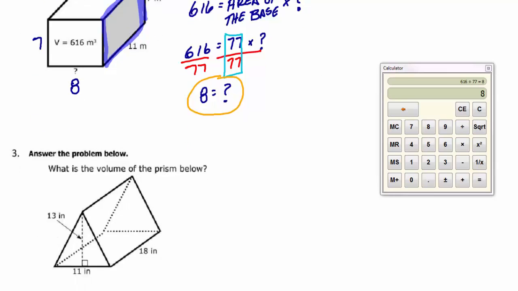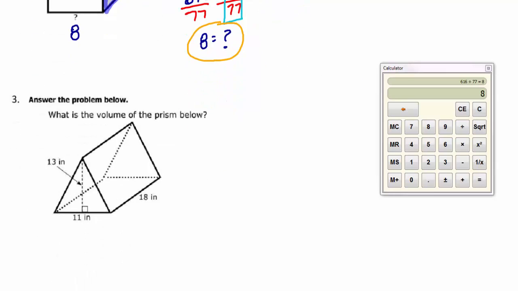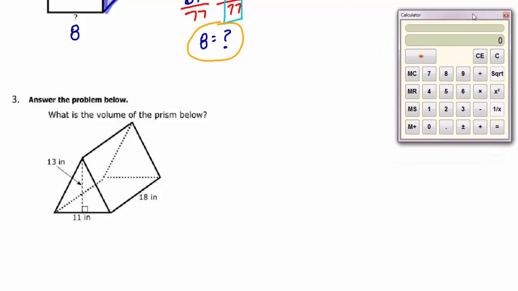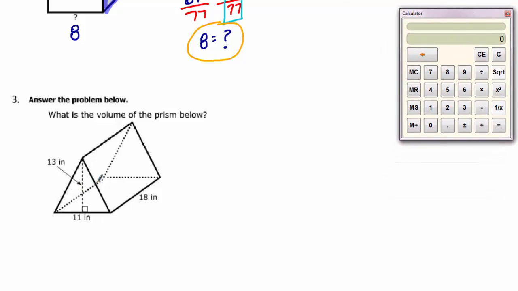All right, down to number 3. Now remember, if you need to pause and redo number 3 after doing numbers 1 and 2, go ahead and do that. Don't feel like you have to rush through this. Better off to take your time and do it well. Number 3, we're back to a problem similar to number 1, where they give us a triangular prism.